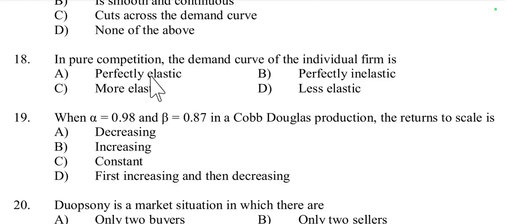Question 18: in pure competition, the demand curve of the individual firm is perfectly elastic, perfectly inelastic, more elastic, or less elastic. In pure competition, the demand curve for the individual firm is perfectly elastic. Pure competition is one type of perfect competition market, when the first three characteristics are equal to the other market. We can take the example of perfect competition. In perfect or pure competition, a single firm is too small to influence the market price, so it can sell any quantity at the market determined price. Hence the demand curve is perfectly elastic, a horizontal line.